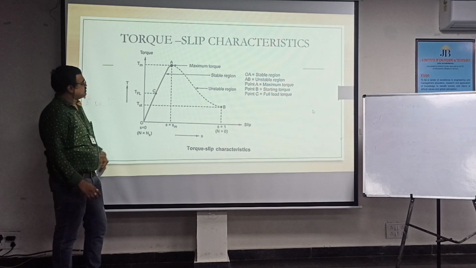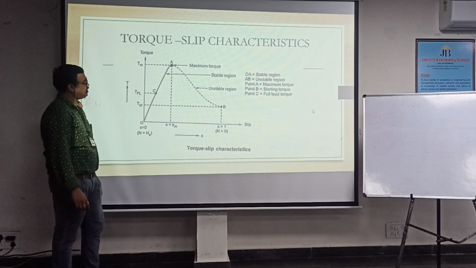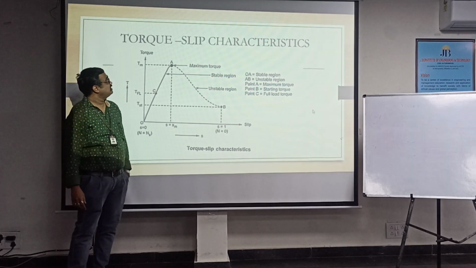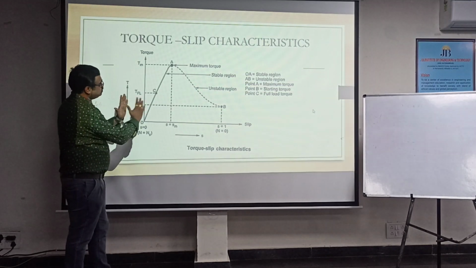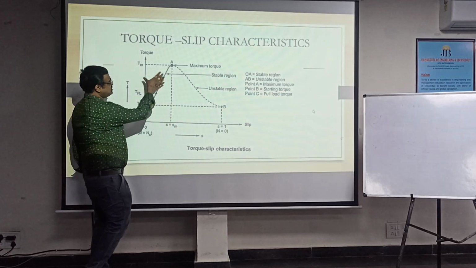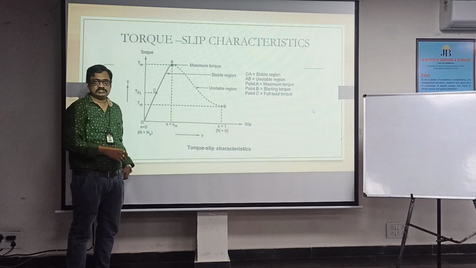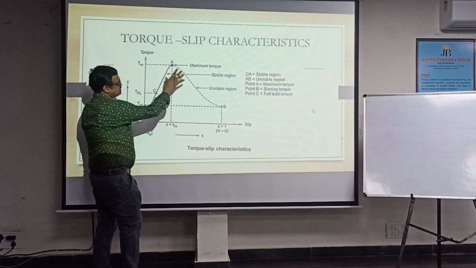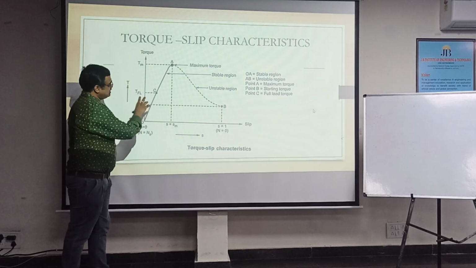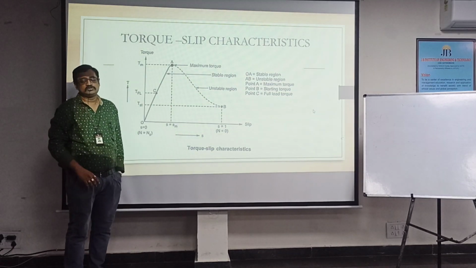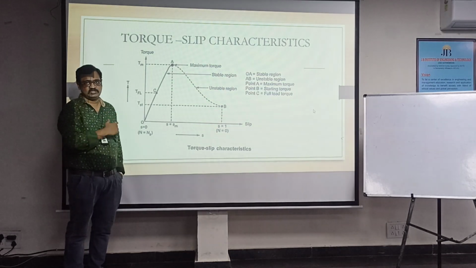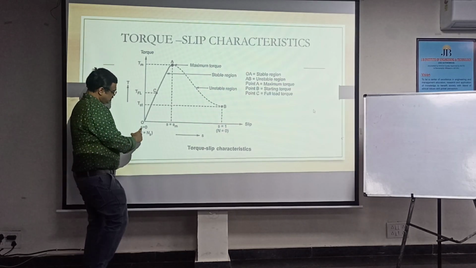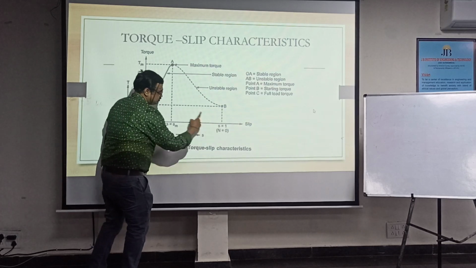Next, you can see the torque slip characteristics of a three-phase induction motor. It is divided into two parts. The first is the stable region, and the second one is the unstable region. Why we are getting stable and unstable regions is because of the variation of the slip, as the slip changes from S equal to 0 to S equal to 1.